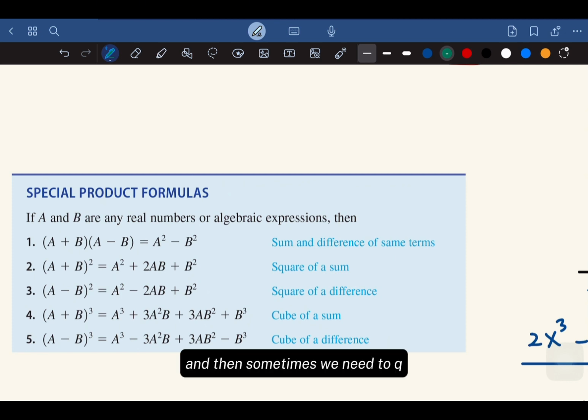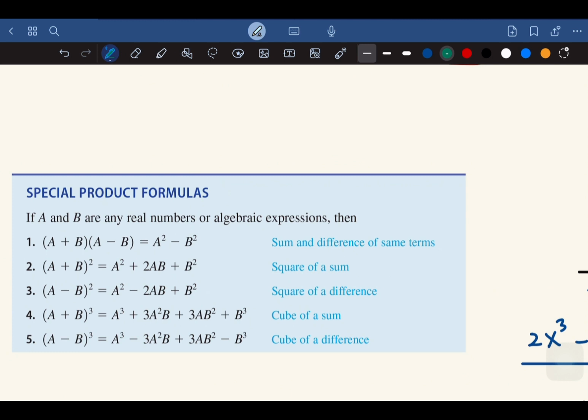And then sometimes we need the cube of a sum and the cube of a difference. And we have 3a squared b, 3ab squared plus b cubed. Okay. Some special forms.